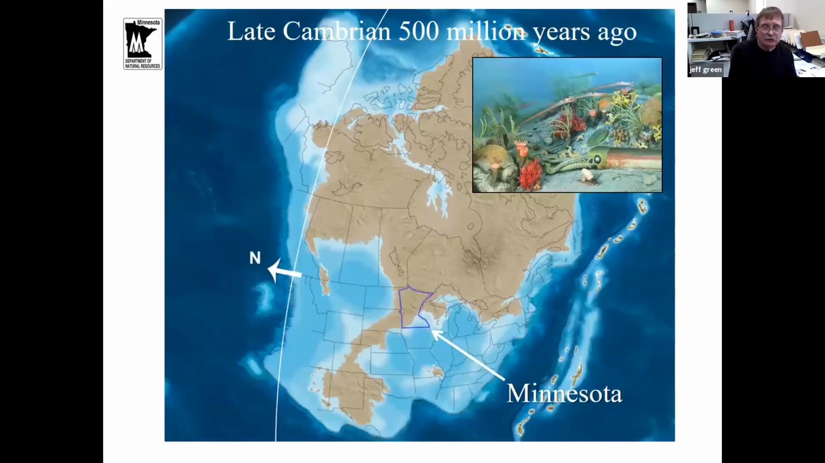In Minnesota, you saw something like this from Dan earlier. 500 million years ago, we were at the equator, and southeast Minnesota was covered by water, shallow seas that came in and came out, and they left behind our layers of sand and clay and limey materials that make our limestone and our shales and our sandstones.